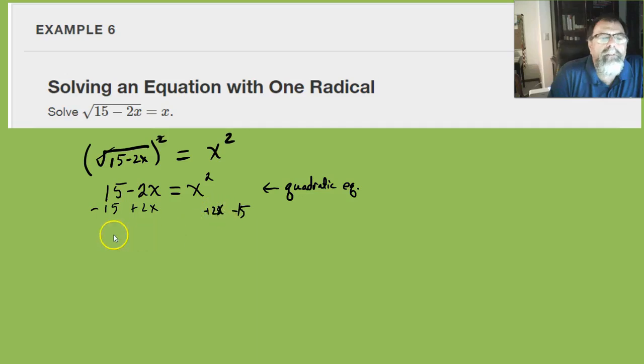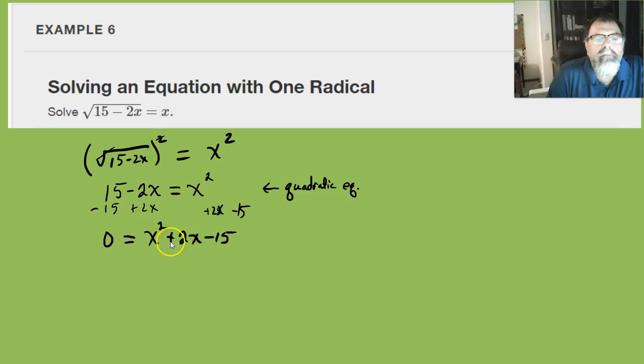I think I mentioned in the shortcut, if you have an equation and you want to move something to the other side, the net result is it's just going to change the sign. So this would be negative 15 on the right side, and this would be positive 2x on the right side. So I don't have to show that work. I can just move it, change the sign. All right, forgot my square.